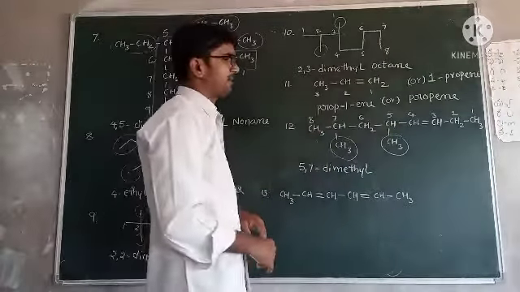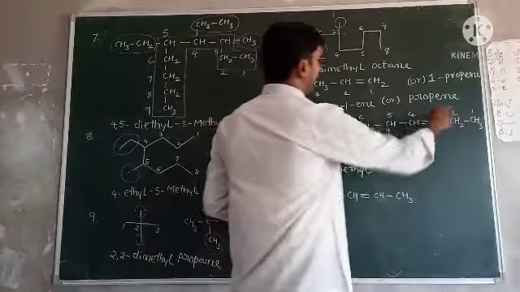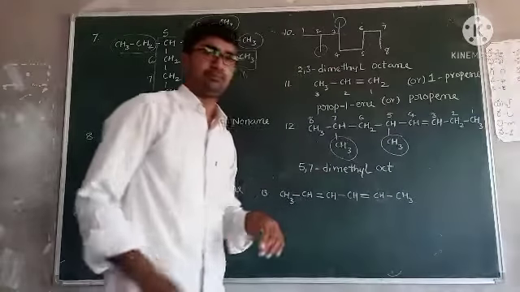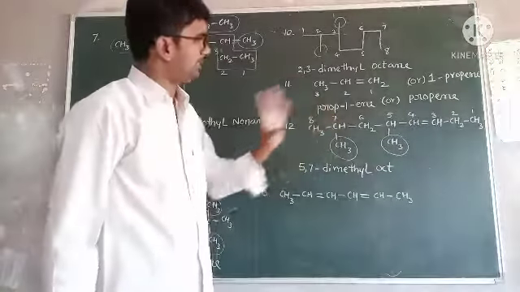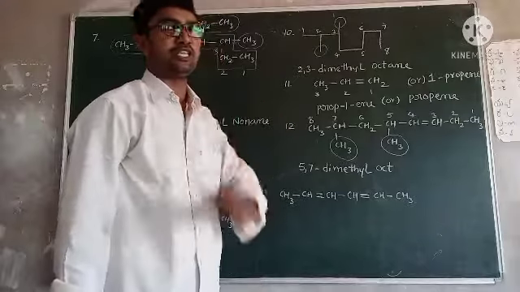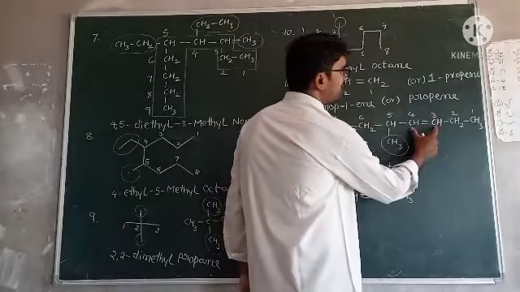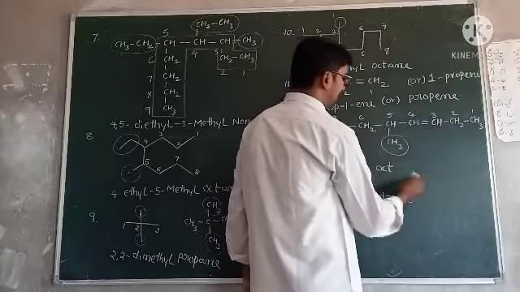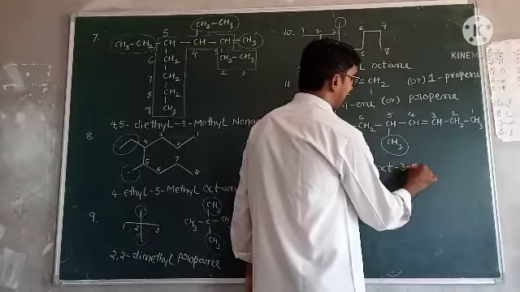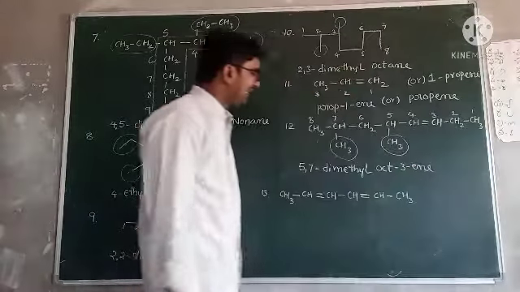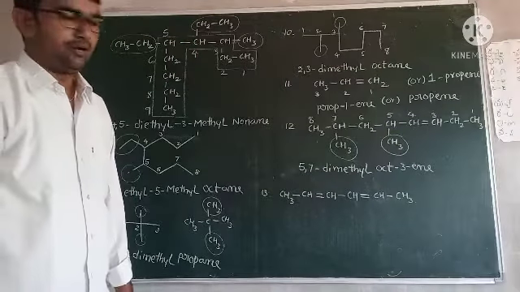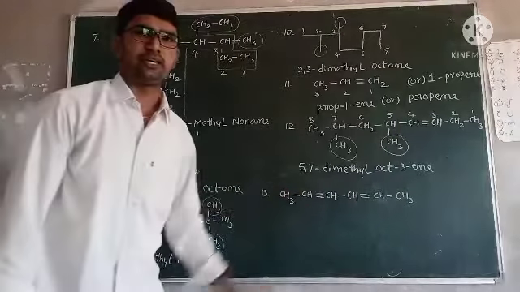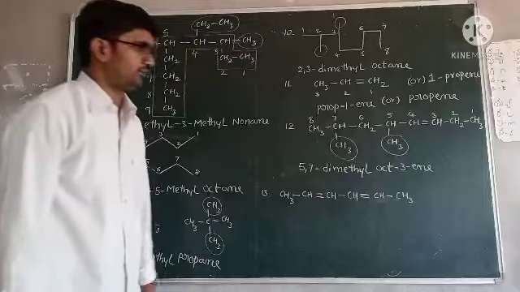Next, number of carbons. In the long chain 8 carbons are present. So 8 means oct. Next, bond type: single bond, double bond or triple bond. Double bond is present. At what position? Actually, the double bond is present between 3rd and 4th carbons. So what is the least number? 3. So oct-3-ene. Double bond is ene. Completed. Next one, functional group. There is no functional group. Completed this one.